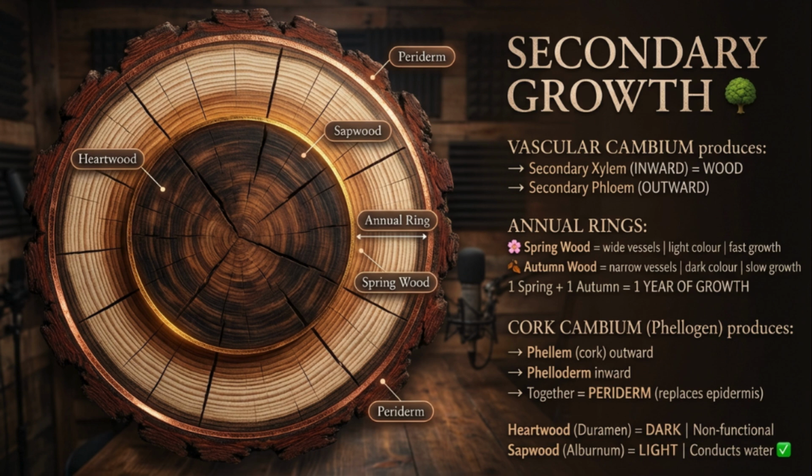The outer xylem, still young, still functional, continues conducting water and minerals. This is sapwood, also called alburnum. It's lighter in color and is the tree's active plumbing system. The second lateral meristem is the cork cambium, or phellogen.